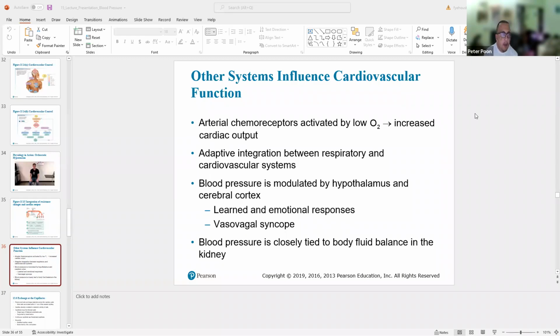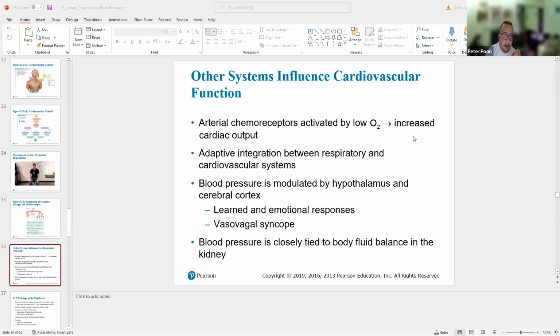Okay. So there you go. The other thing that you have, baroreceptors, pressure receptors, right? You also have chemoreceptors. Chemoreceptors can be activated by low O2, which then can cause your heart to beat faster by increased cardiac output.